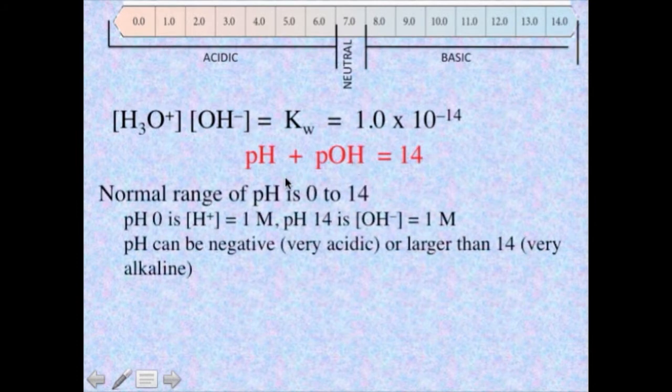The normal range of pH is 0 to 14. A pH of 0 has a hydrogen ion concentration, or hydronium ion concentration, of 1 molar. When the pH is 14, the hydroxide ion concentration equals 1 molar. But pH can be negative for very acidic solutions, less than 0, or pH can be larger than 14 if you have a very alkaline solution.